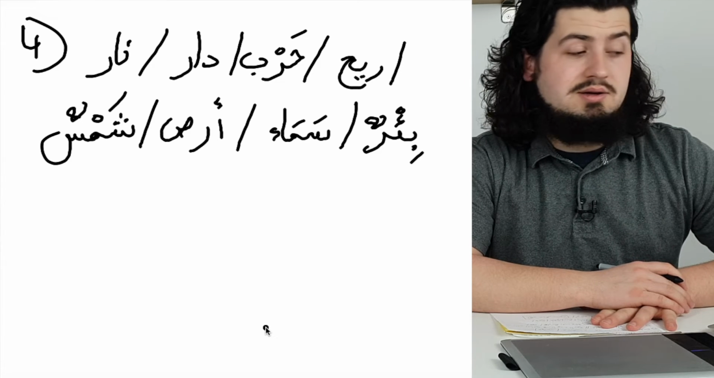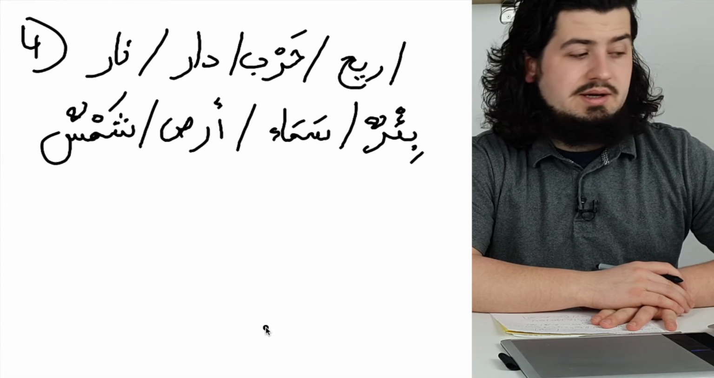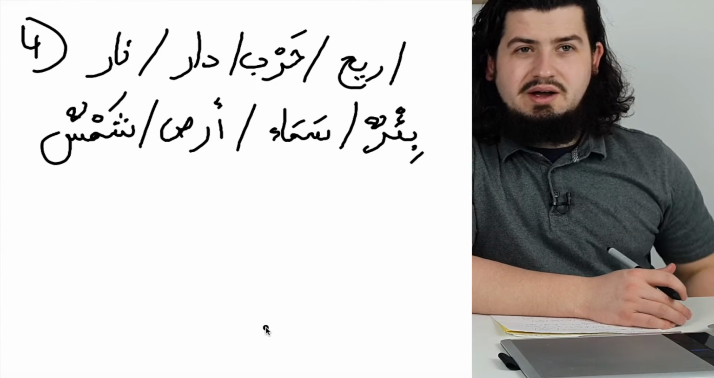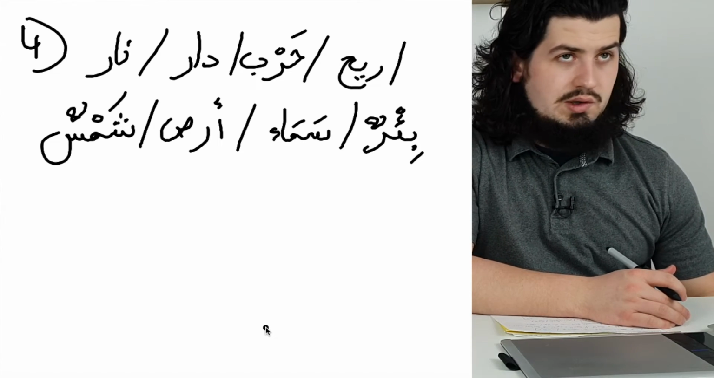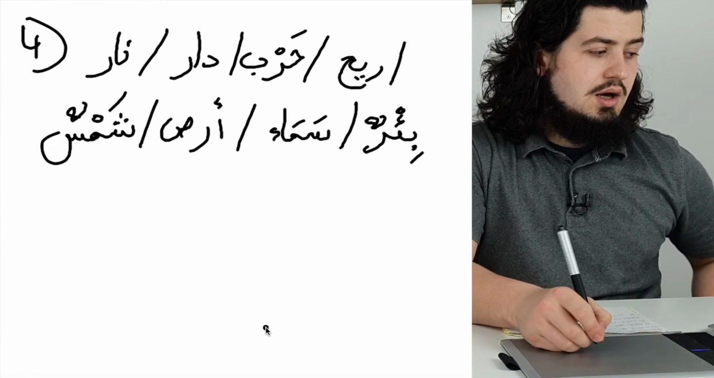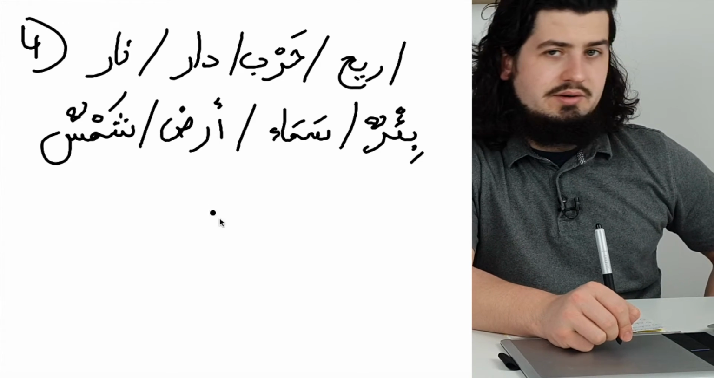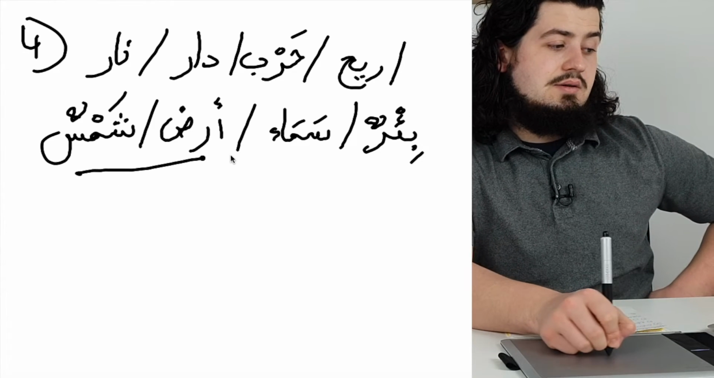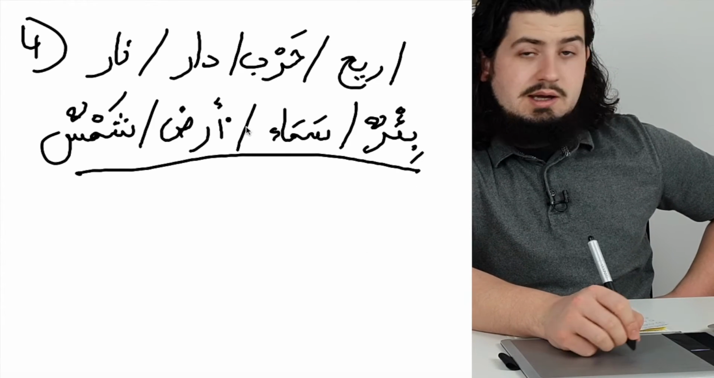Or rih, the wind. Nar, fire, I suppose it is to do with nature. But shams, ard, sama, those are to do with nature, I suppose. But there are just eight examples. Those are the ones I've seen students make mistakes with.